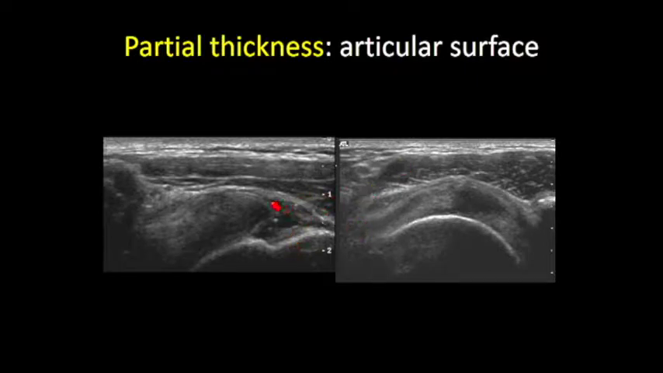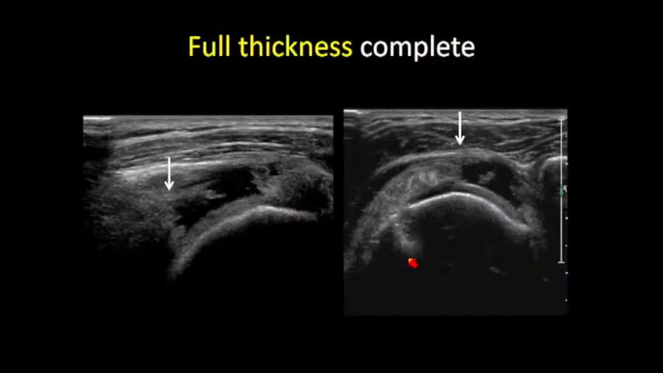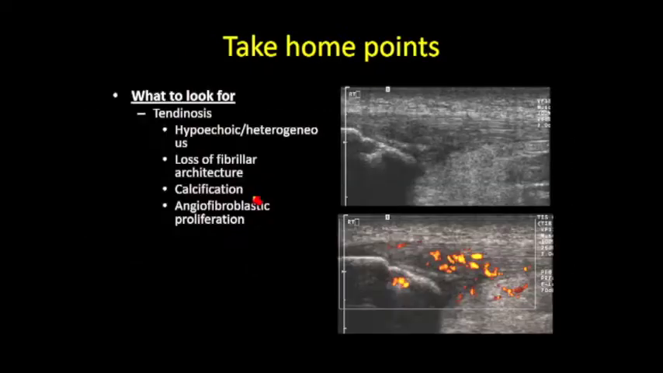So this would be an example of a high-grade partial thickness tear involving the articular lamina of this patient. Here is an entirely delaminating tear between both the superficial and deep lamina in this particular patient, where you can see the high signal area going through the tendon here, as well as the corresponding low hypoechoic area between the bursal and articular lamina of the supraspinatus tendon. And of course, this is an example of a full thickness tear involving the supraspinatus tendon over the anterior facet, superior facet, involving the full tendon and going full thickness all the way to the bursal surface.